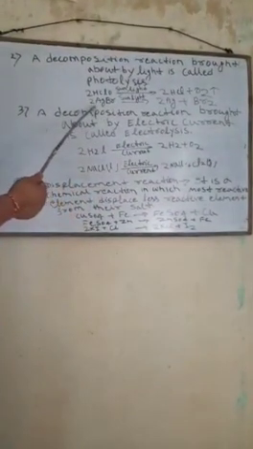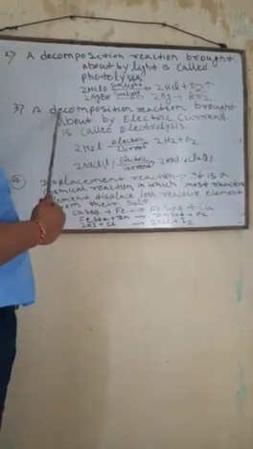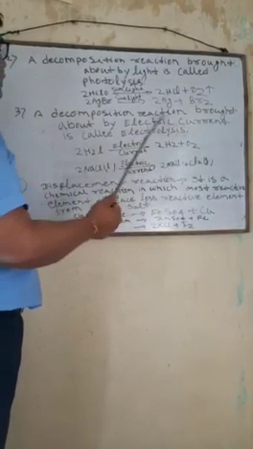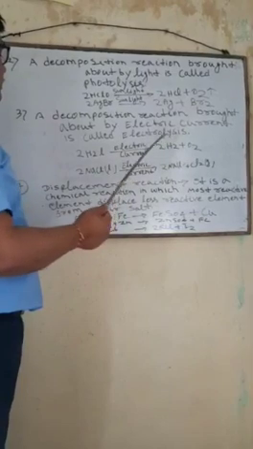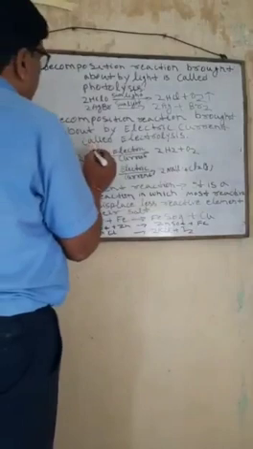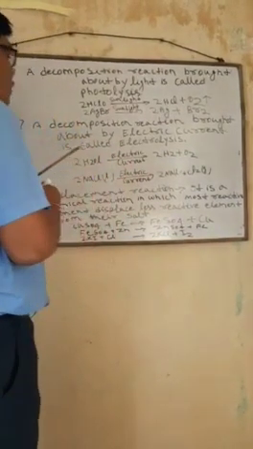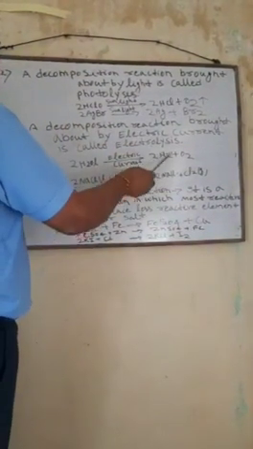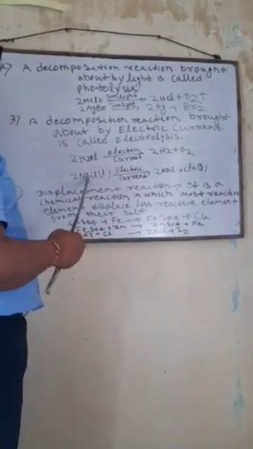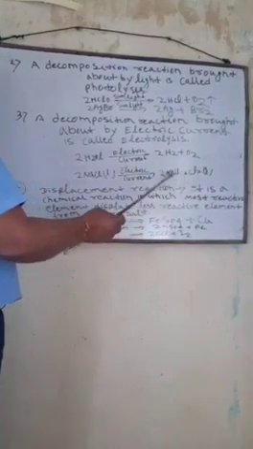Next agent, a decomposition reaction brought about by electric current is called electrolysis. When acidulated water is passed with electric current, it forms hydrogen and oxygen. Next, when we pass electric current through NaCl, it forms Na and Cl2 gas.